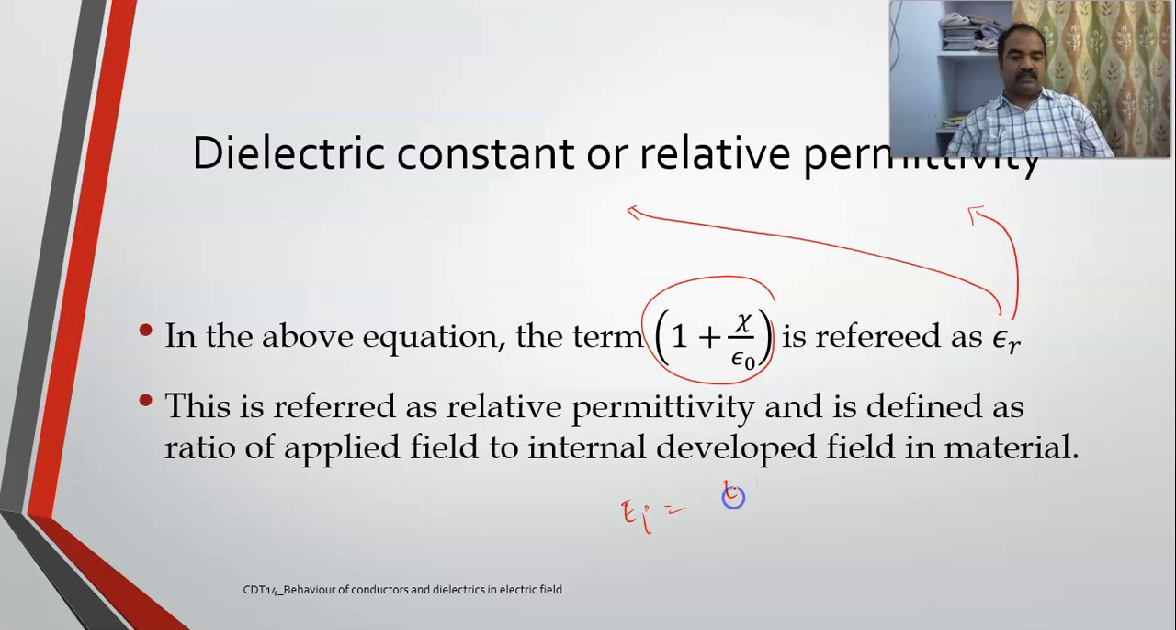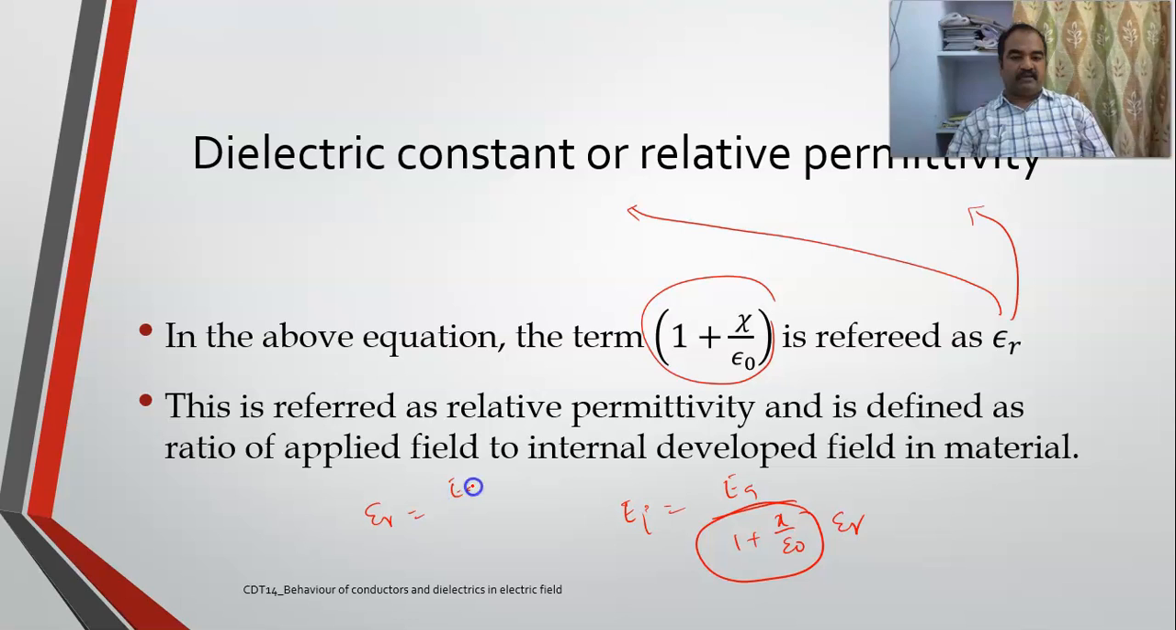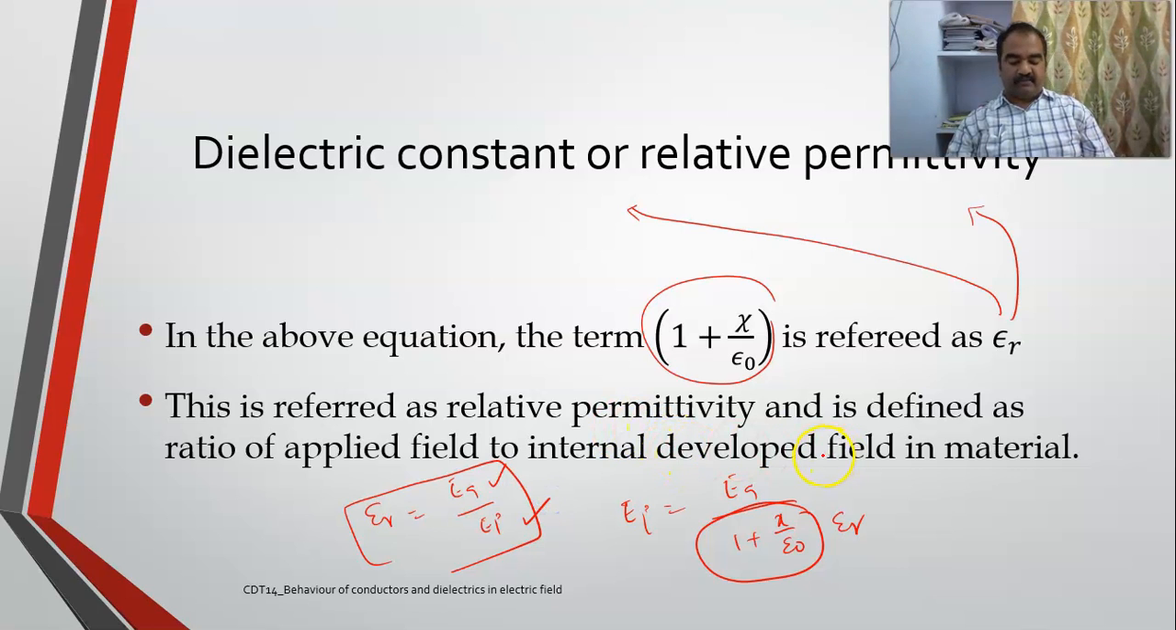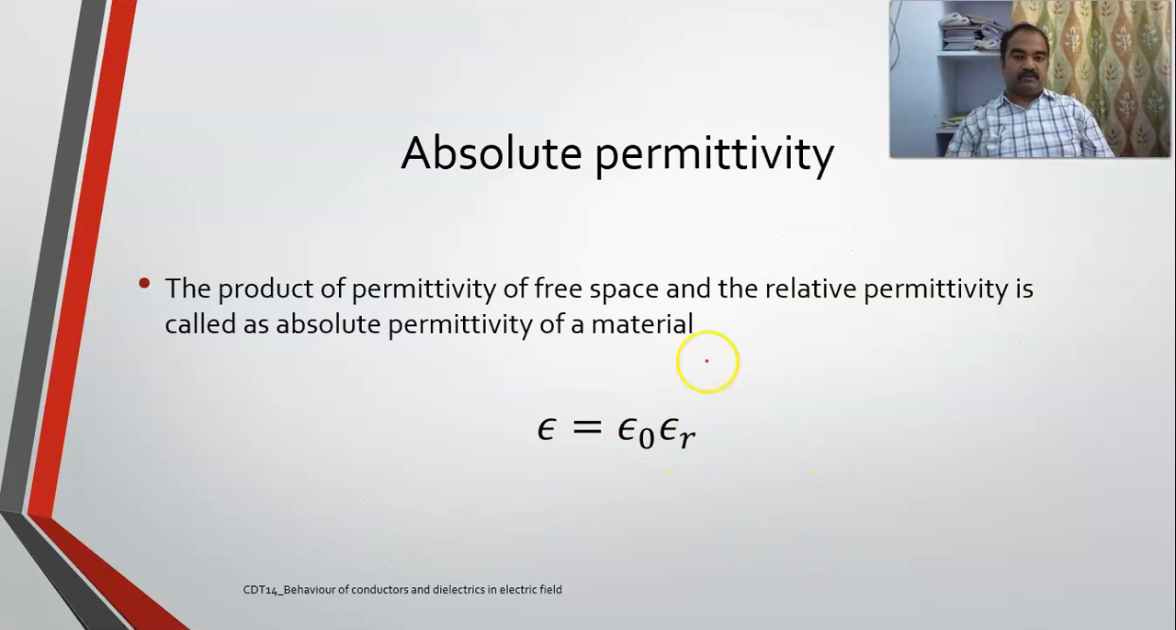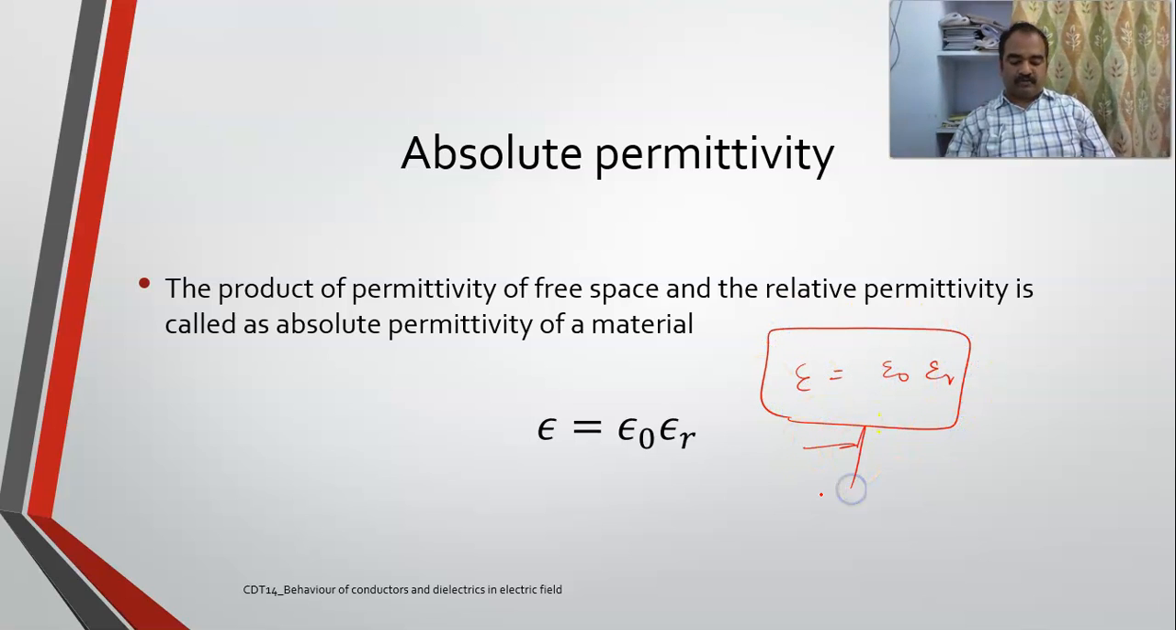EI is equal to EA by 1 plus psi by epsilon naught, right? This is what I am calling epsilon r. So epsilon r is equal to EA by EI, the ratio of applied field to the internal developed field in the material. So if you join epsilon r and epsilon naught, this is called absolute permittivity, the product of the two.